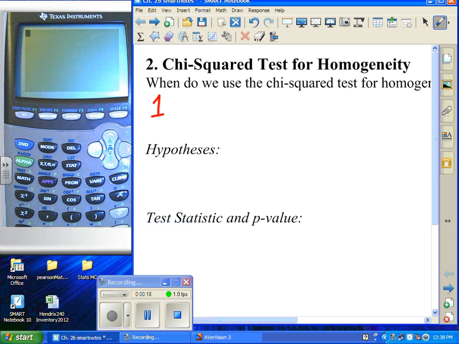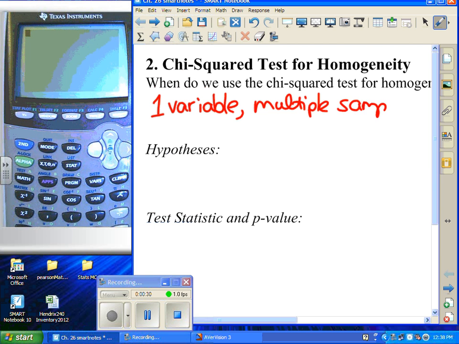It's when we have one variable and two or more, so I'll just say multiple samples. And we're just testing to see if they're similar or they have the same distribution.